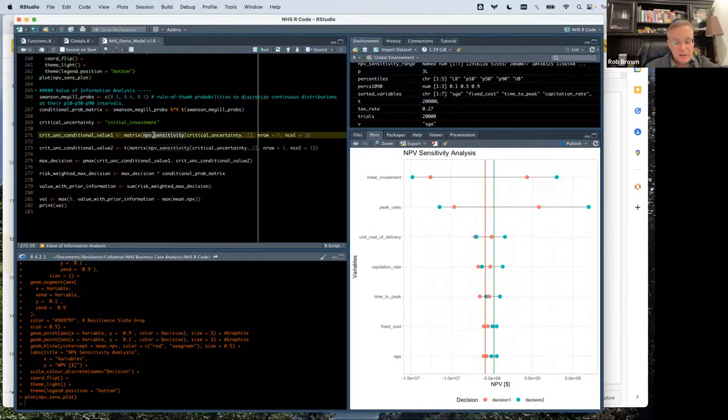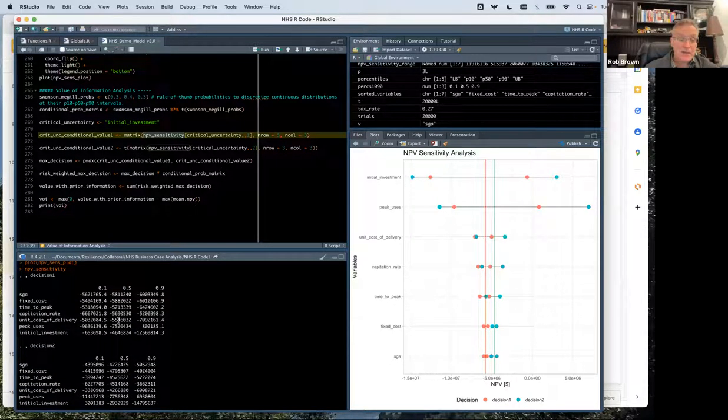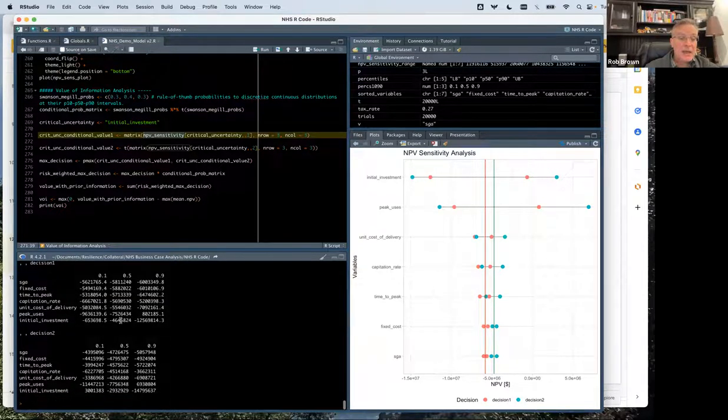I'm going to run that table. This is the table of values that goes into creating this chart. And I'll focus on the decision that I want to look at first. And that would be, let's look at peak uses. I've written initial investment in my code, but I'm going to change that. Let's look at peak uses. So we'll notice that the peak uses varies. These are the values for decision one, and these are the values for decision two.